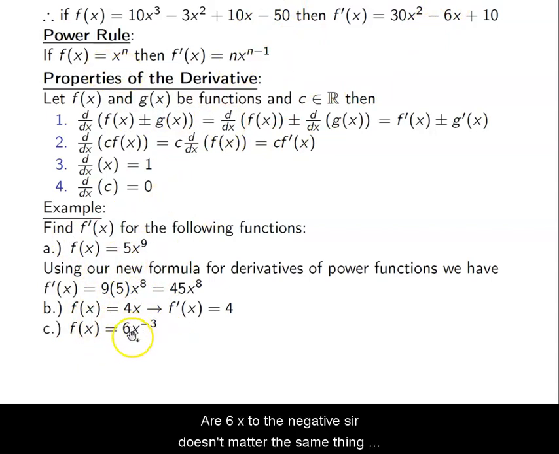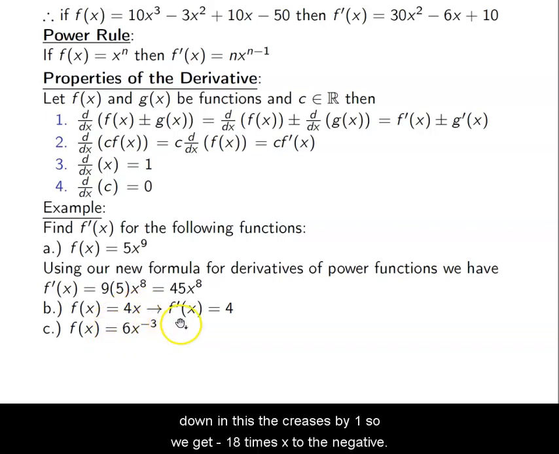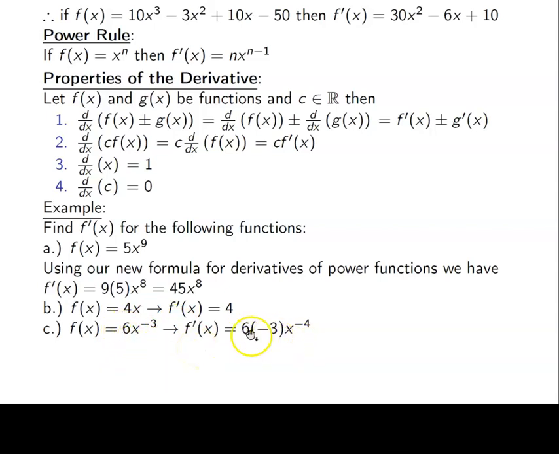Okay. Here, 6x to the negative third, it doesn't matter. It's the same thing. It doesn't matter if it's negative or not. The negative 3 comes down, and this decreases by 1. So we get negative 18 times x to the negative 4. Okay. So the negative 3 comes down and multiplies. Negative 3 decreases by 1. Negative 18 x to the negative 4.